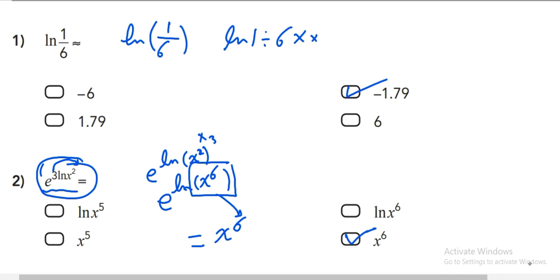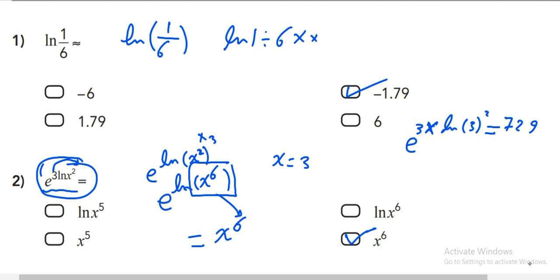The other method is by using a hack. What is this hack? As we said in a previous question, we choose any value for x. Here we have to choose a positive value for x and substitute in the question and in each choice. As an example, we choose x equal 3. If you put 3 in the place of x in the question, it will be e to the power 3 multiplied, and you have to put multiply between the number and ln on the calculator, ln 3 to the power of 2.